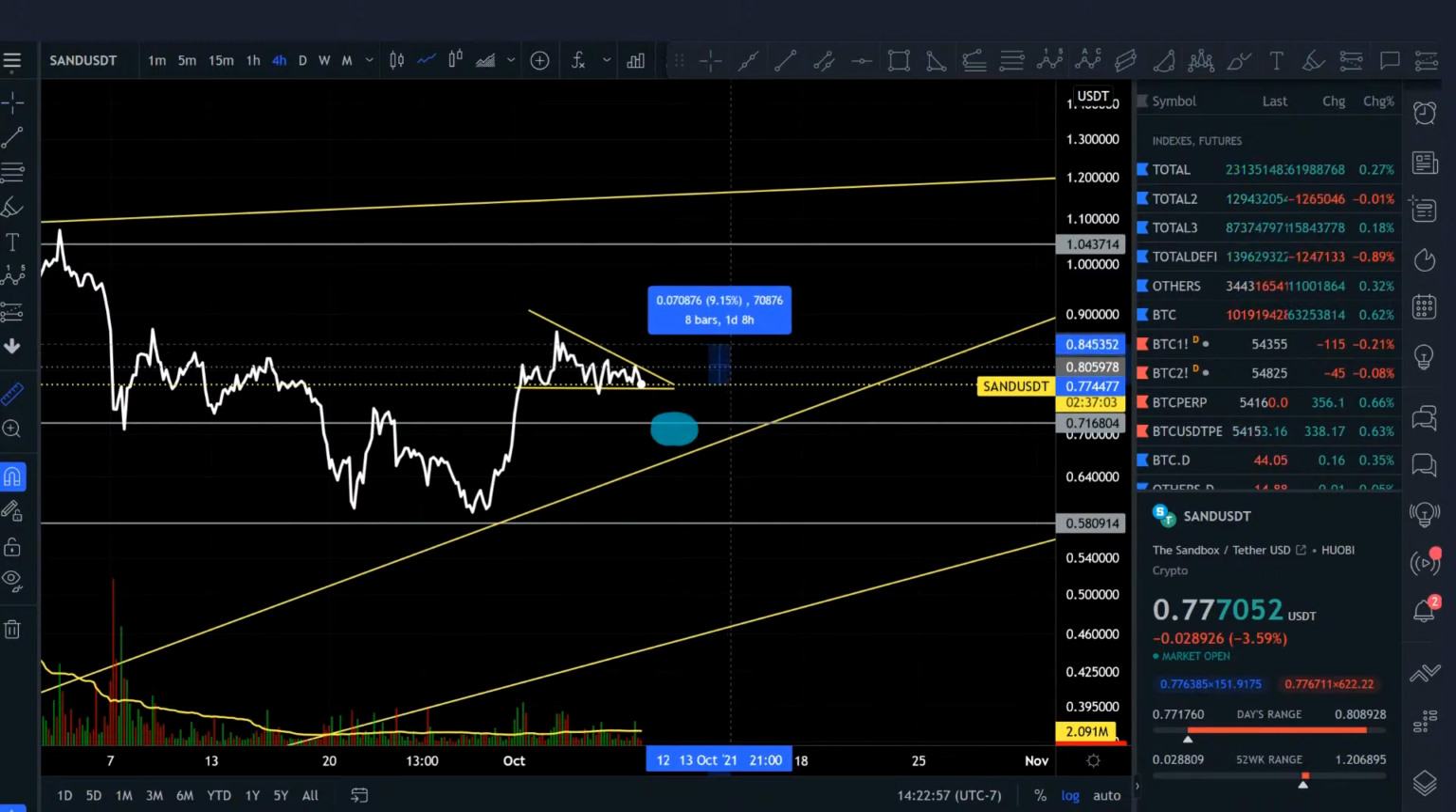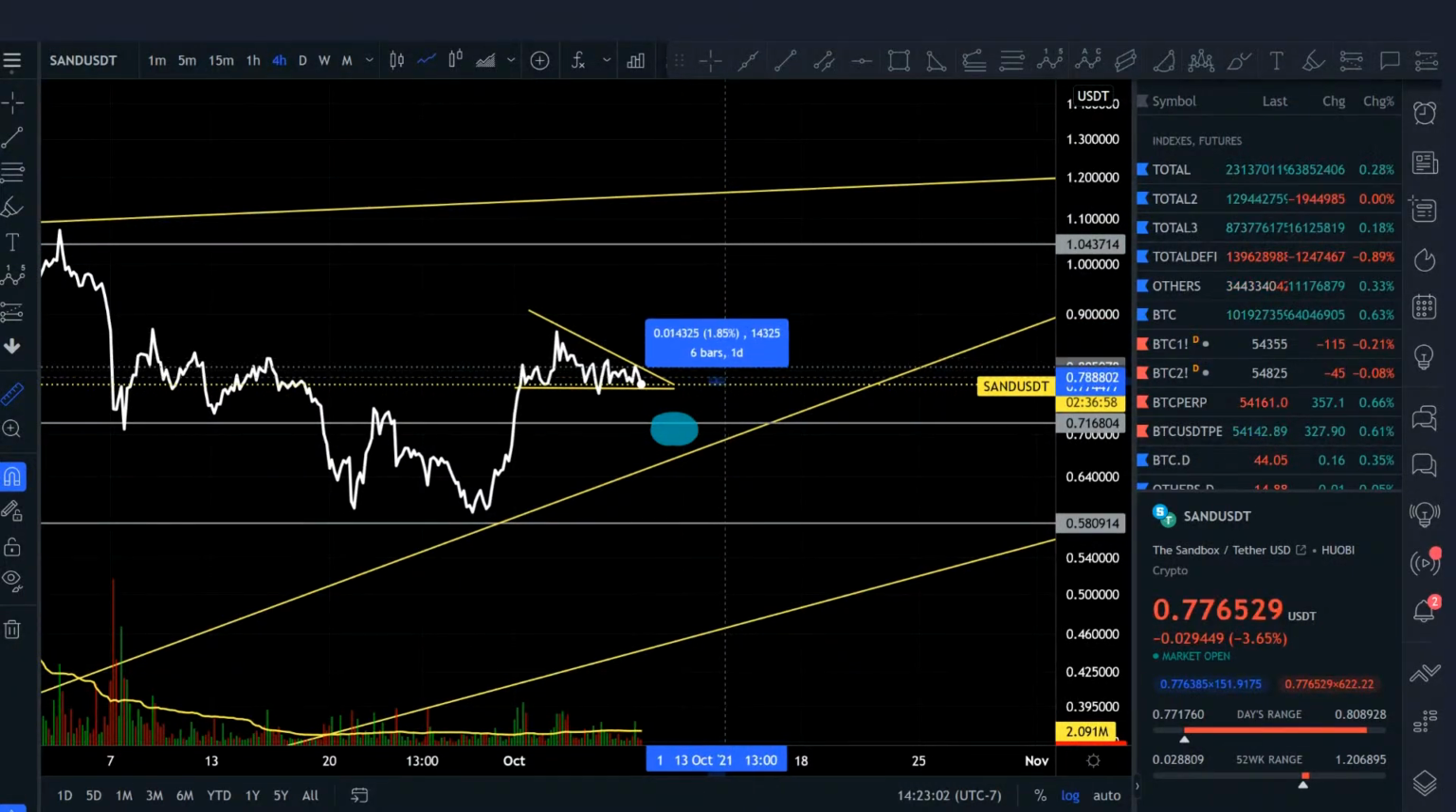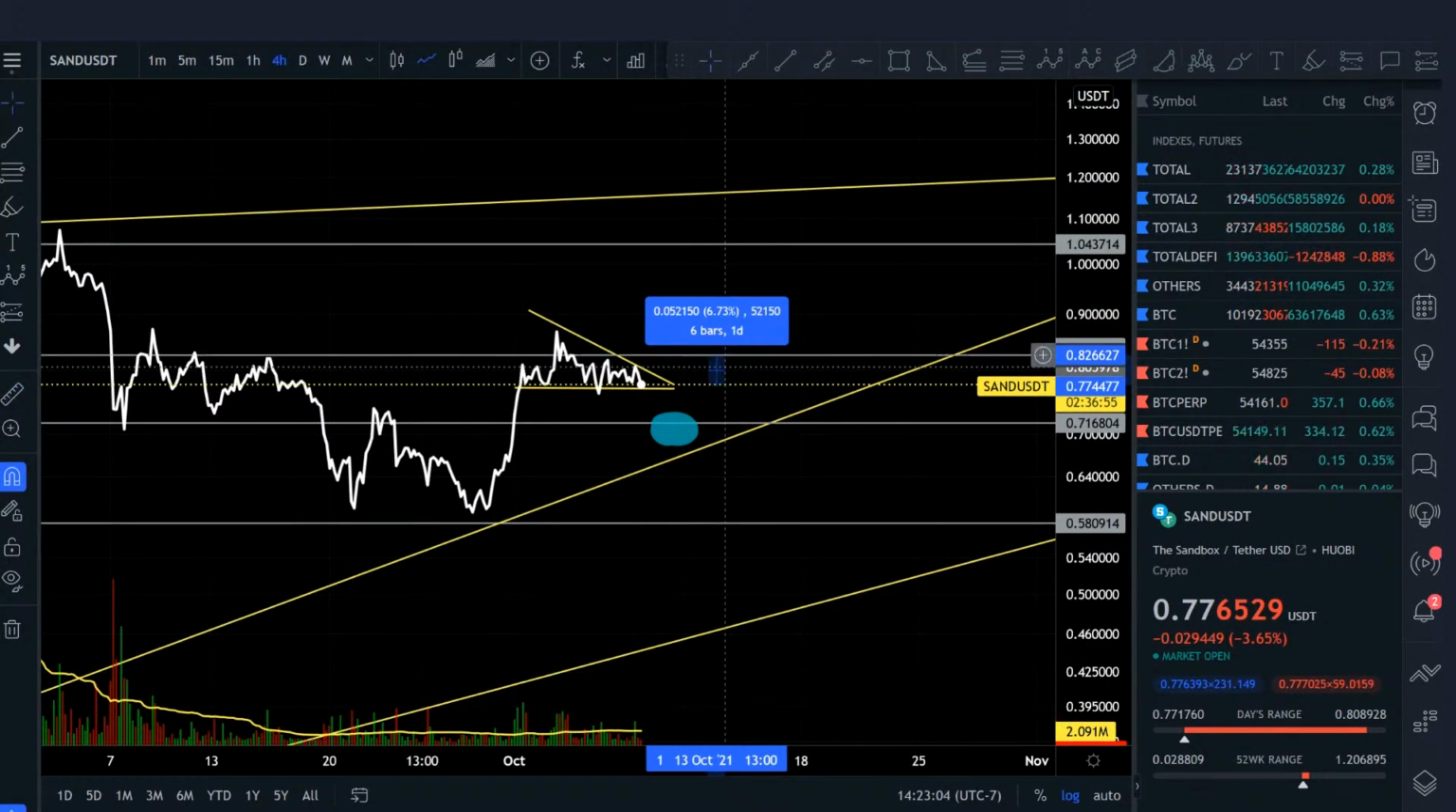If it goes up, 6%, 7% to 14% would bring us to this resistance point up here, like the 83 cents.